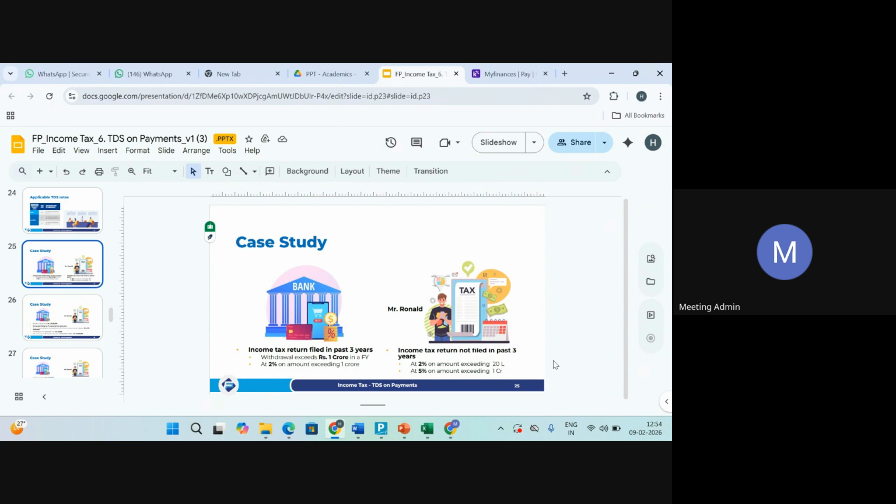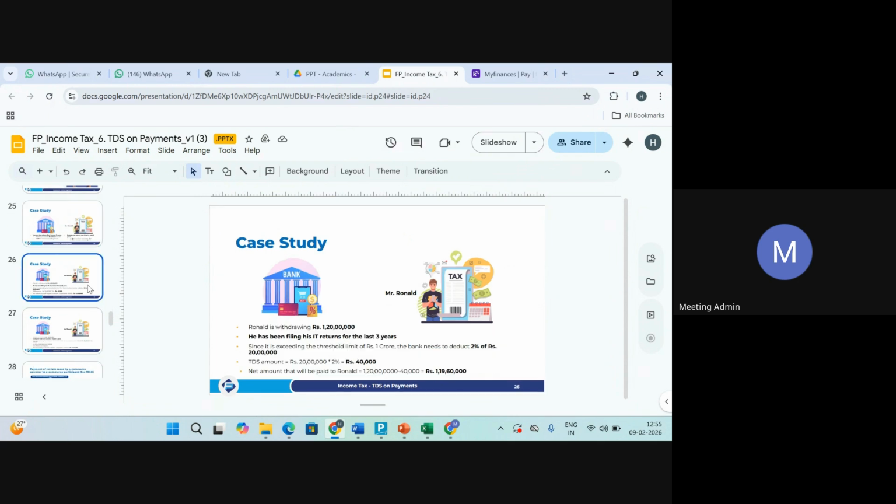Okay, here you can see, based on 20 lakhs you'll be going to pay 2%, and 5% on the amount that exceeds 1 crore. If it exceeds 1 crore, you'll be paying 5%. Here you can see, if it exceeds 1 crore also, you'll be going to pay only 2%. But since they did not pay for the past 2 years, they will have a penalty. So based on 20 lakhs only, you'll be going to pay 2%. And if it is more than 1 crore, obviously you'll be paying 5%. So for each and everything, that is how it will be.